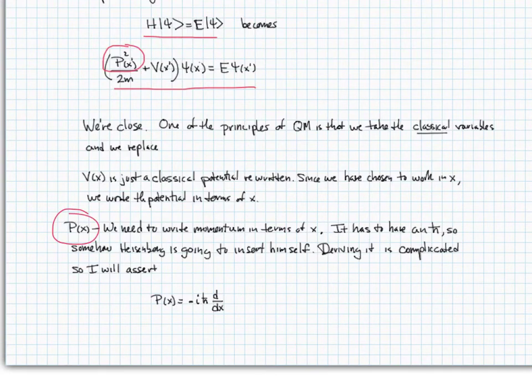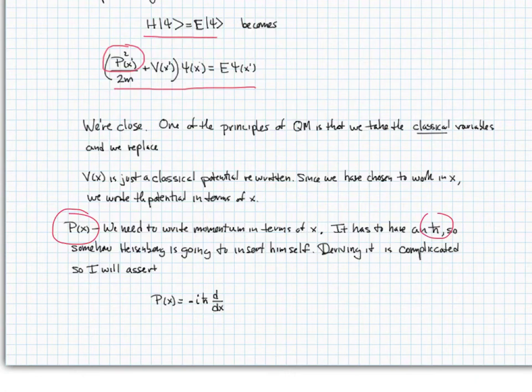How do we write out the momentum operator in terms of x? Now, we know the answer already. We know that it has to have an h bar in it because we know the Schrodinger equation. So somehow Heisenberg is going to have to insert himself into this. It turns out, if you go online and look up deriving momentum in terms of x, that this is really quite a hard derivation.